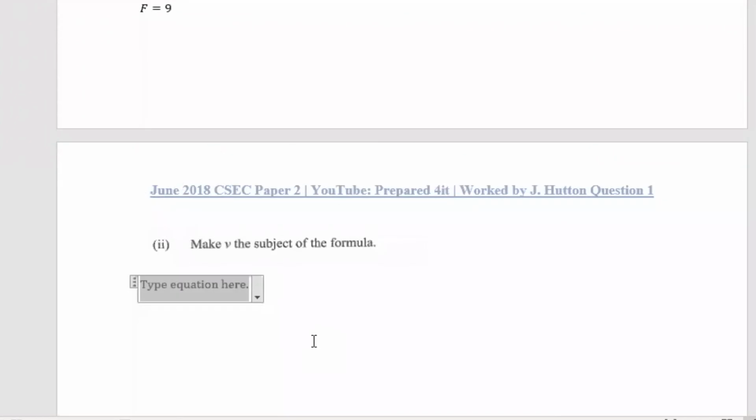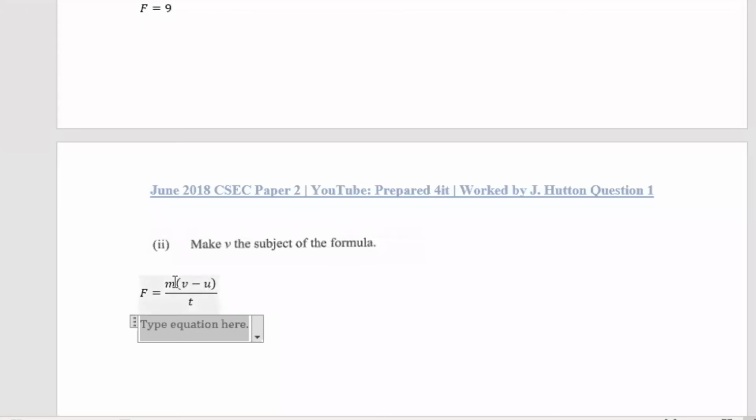So part 2 now asks us to make V the subject of the formula. So what we have is F is equal to M multiplied by V minus U, and all of that is divided by T. And this is the original formula. For those who are wondering, I did not make this up. This is what was at the top of the page. This is what they gave us in the question. And we are now making V from this the subject of the formula.